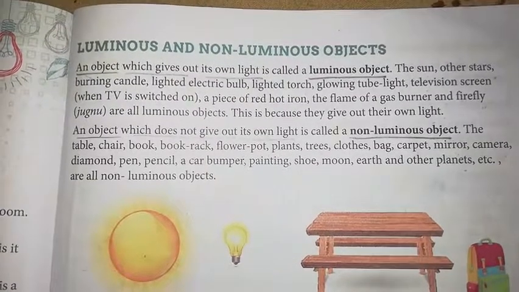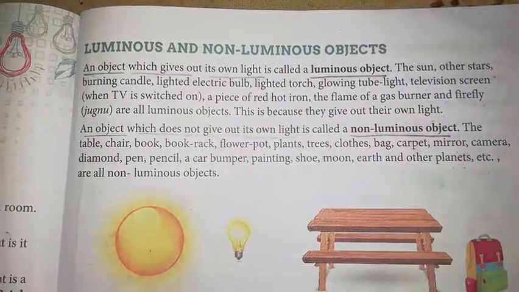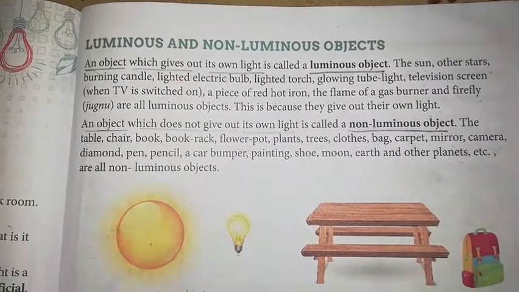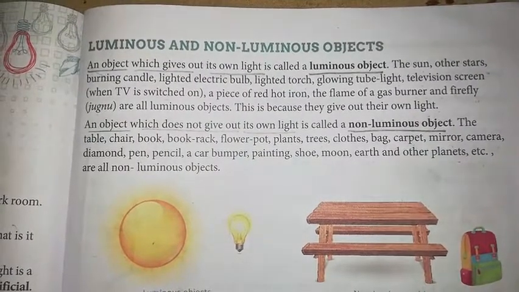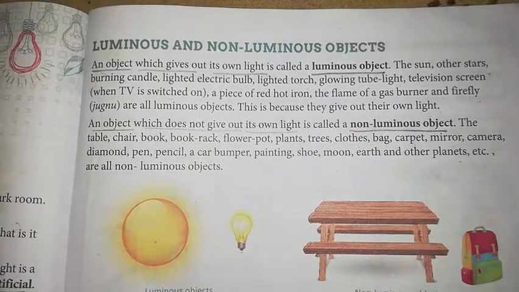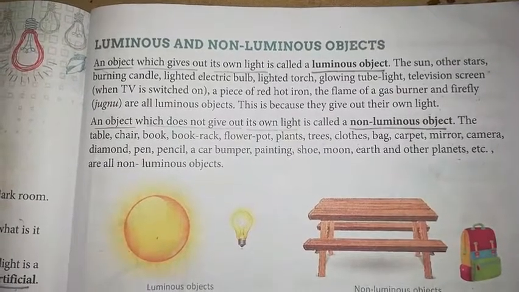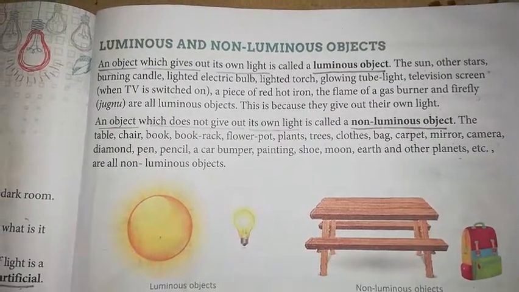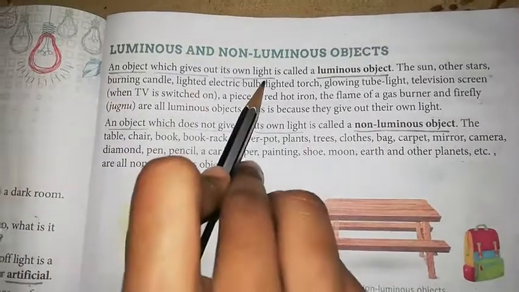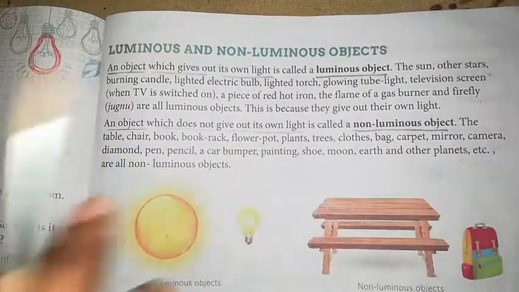Next one, luminous and non-luminous objects. Students, what is luminous object? An object which gives out its own light is called luminous object.